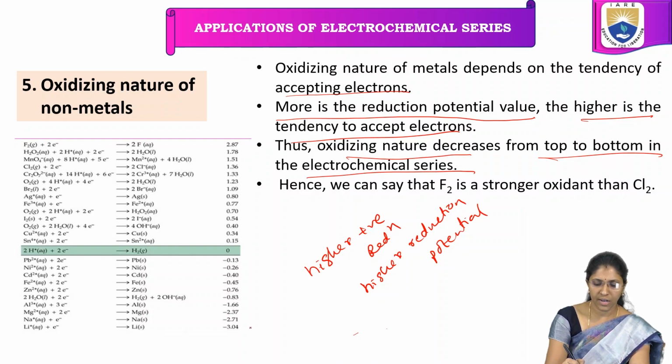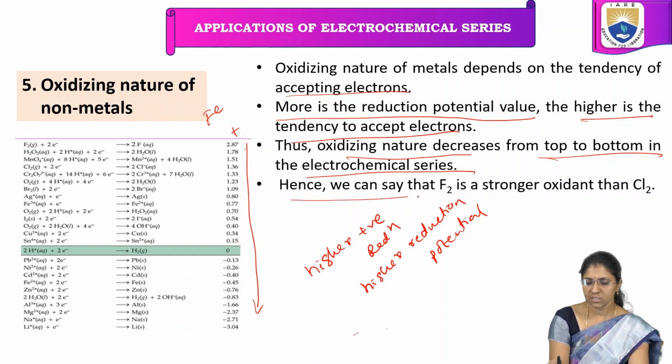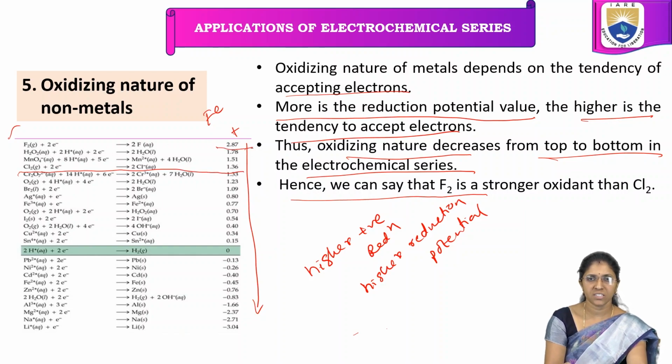If we see the values of reduction potentials, the values are decreasing. Fluorine has the highest reduction potential, and lithium has the lowest reduction potential value. So fluorine has the highest oxidizing nature in the electrochemical series. Hence we can say that fluorine is a stronger oxidant than chlorine. Here chlorine has 1.36 and fluorine has 2.87.